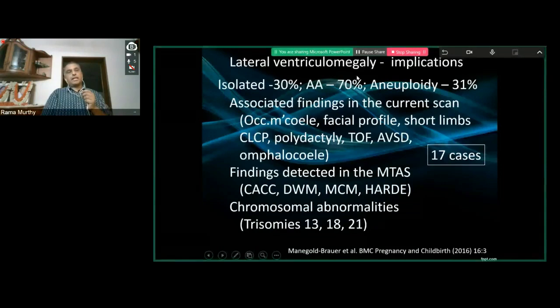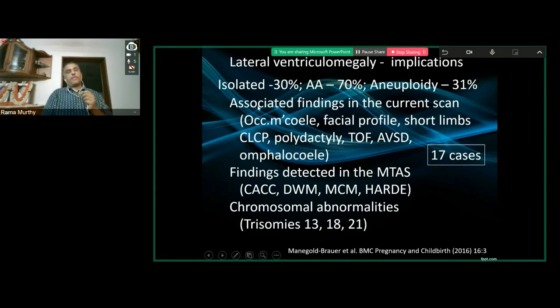Extremely important. It's isolated in about 30% of cases. It's got associated anomalies in about 70% of cases. And if you karyotype this subgroup of fetuses, you will end up getting about 31% aneuploidy pickup.